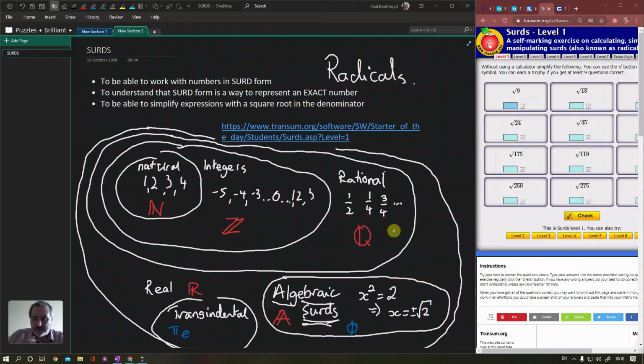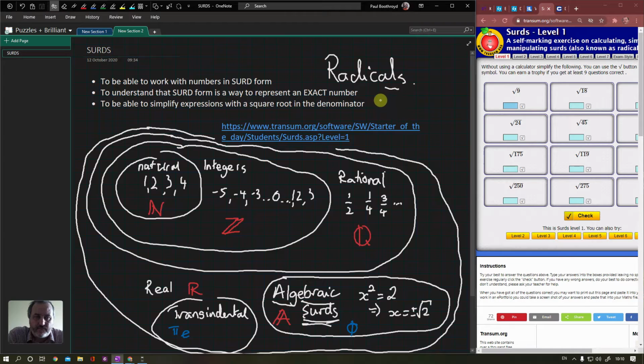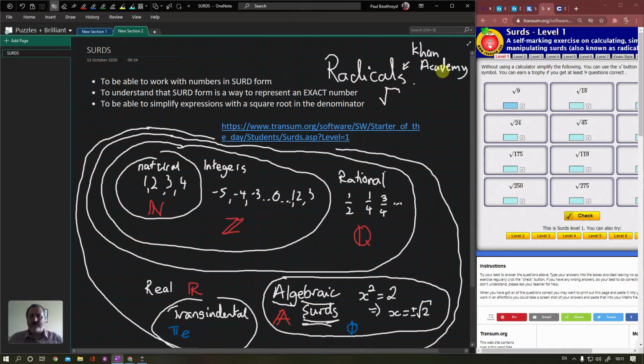What we're going to be learning today is about surd form of numbers. And surd form is a way of representing numbers exactly, often involving a square root. If you're looking for these in Khan Academy, it refers to them as radicals because that's the American name. Now, the reason we need these is, like I said, they represent numbers exactly.